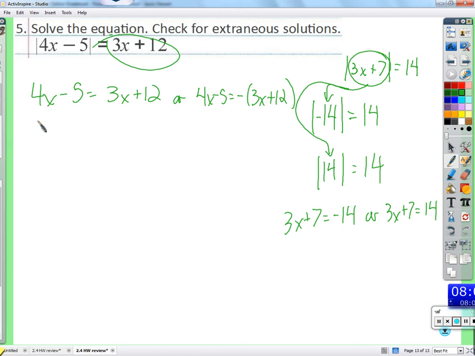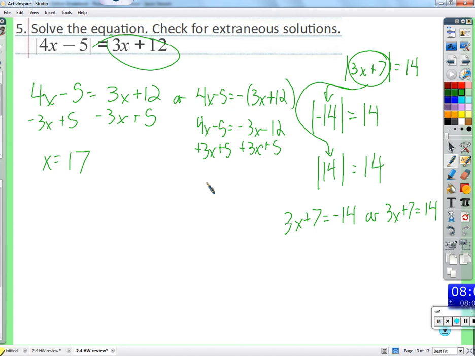So we solve the equation, subtract 3x from both sides, add 5 to both sides, x equals 17. That's possible. We solve this equation. Distribute the negative first. Add 3x, add 5. Get 7x plus 0 equals 0 minus 7. Divide by 7. x equals negative 1. Okay, up to there. Are there any questions? That, with this guy over here.